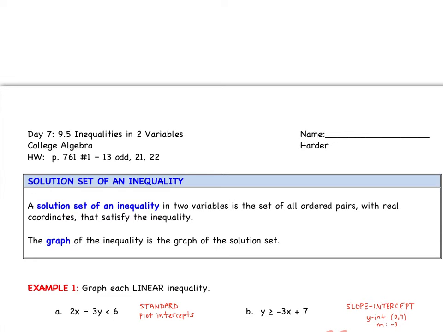One extra thing, or two extra things, we have to think about when we're graphing inequalities is dashed versus solid boundaries, and shading. The shading is where the solution set lies. So we're going to look at some linear inequalities, we're going to look at quadratics, circle inequalities, and log and exponential inequalities. Let's get started with linear inequalities first.